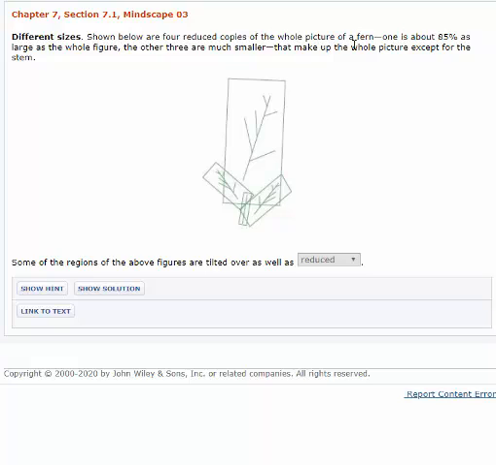Some of the regions of the above figures are tilted over as well. If this is our main picture here, these little ones are all reduced compared to it. That's how you're replicating them.